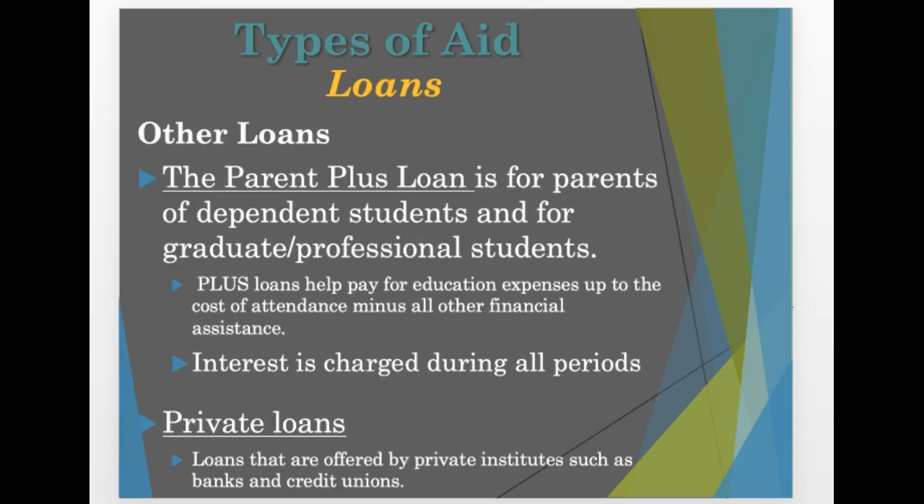We have other loans. The Parent Plus loan is for parents of dependent students for graduate professional studies. So the parent would take this loan out for the student while they're in college. Plus loans help pay for education expenses up to the cost of attendance minus all other financial assistance. Interest is charged during all periods for a Parent Plus loan. You also have private loans as well. These are loans that are offered through private institutions such as banks and credit unions.